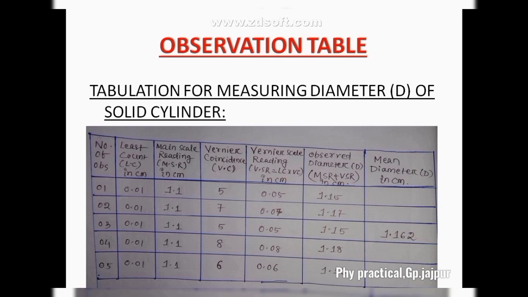Mean value, how do we measure it? Mean diameter. Here mean diameter is the summation of observed diameter divided by number of observations.